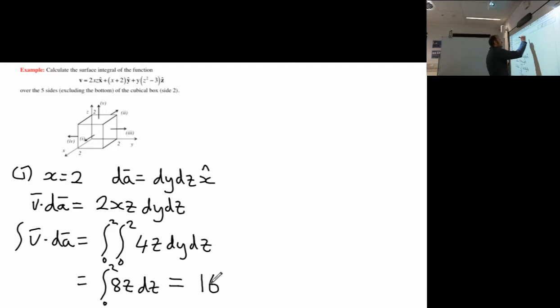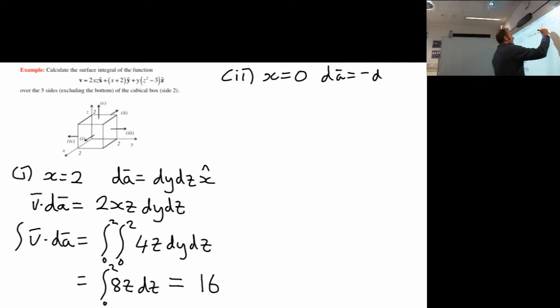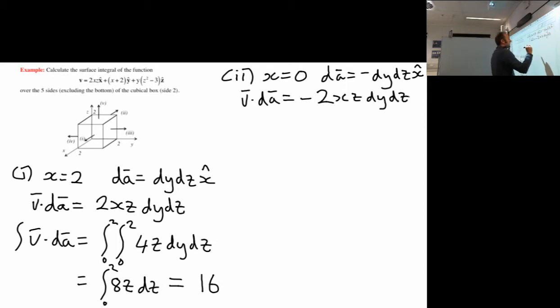Now what about our second side? Our second side is at the back, and on the second side x is equal to 0, and we have our infinitesimal displacement area dA equal to minus dy dz x hat, because it's in the other direction now. Taking v dot dA will be equal to minus 2xz dy dz, which is going to be equal to 0, since x is equal to 0.